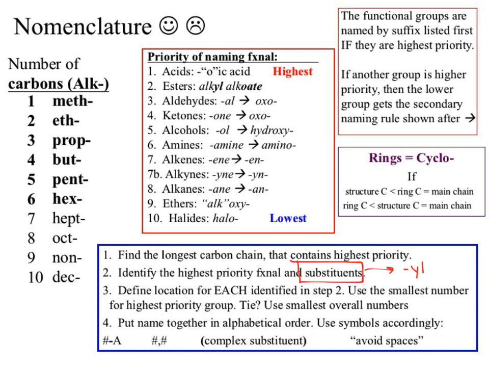Identify your highest priority functional group. Add that in as a name. Identify your substituents. Circle those. Define the location for each substituent. Every single one. I have 2 methyls coming out of my forehead. Okay? I have to go through and name each one.